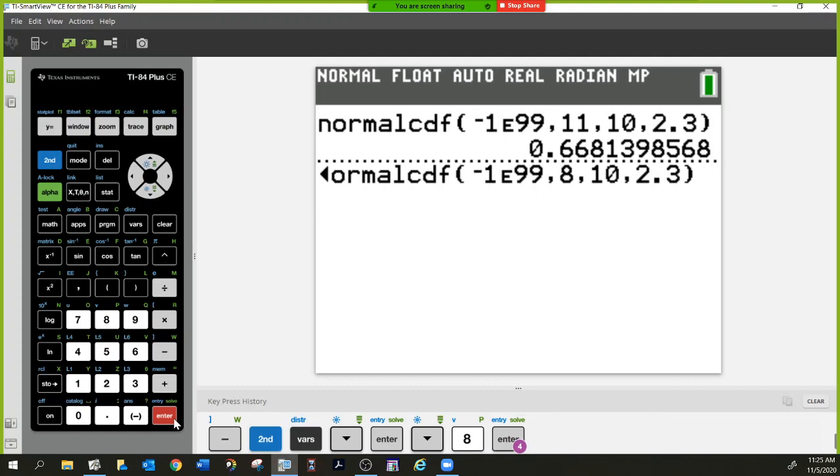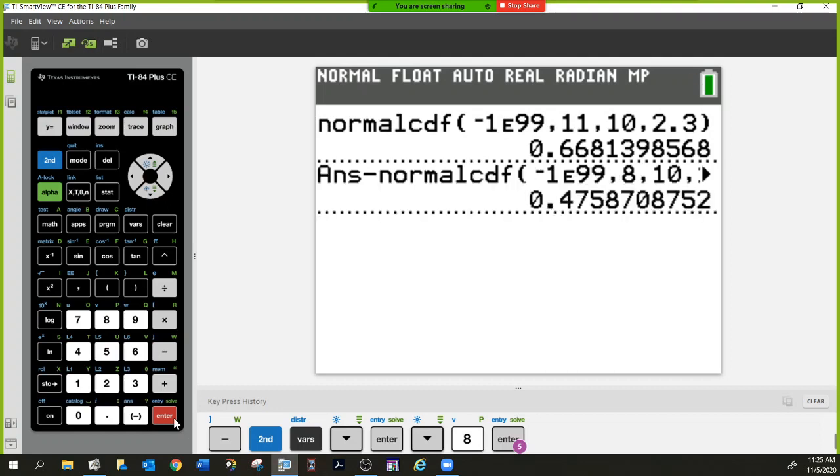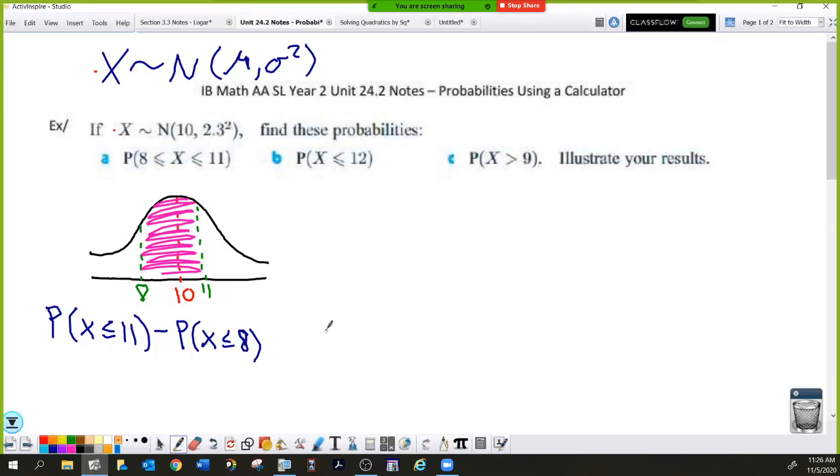It now has the first normal CDF minus the second normal CDF, and it's going to tell me that about 0.476 is the probability of finding something between those two numbers. 0.4763 standard, 3 sig figs.